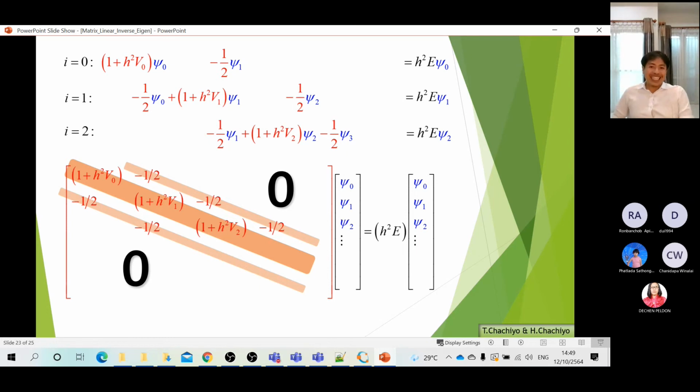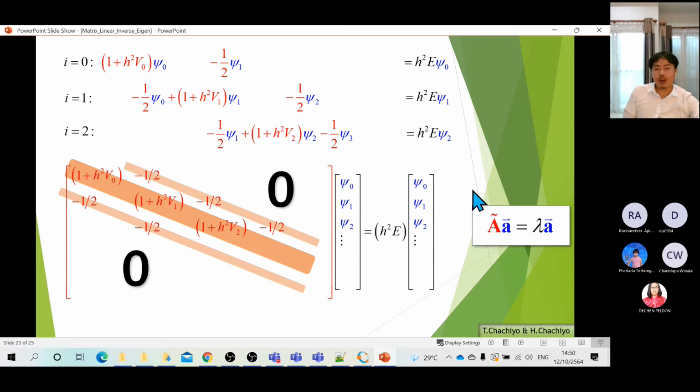This is what we call a banded matrix. What does it mean? It means that the matrix has values only along the diagonals over here. The rest are 0. In this case, the diagonal values will be 1 plus h squared V0, and minus 1/2 on the left and on the right. So we have this matrix, and we can ask a software package to solve for the eigenvector and eigenvalue.